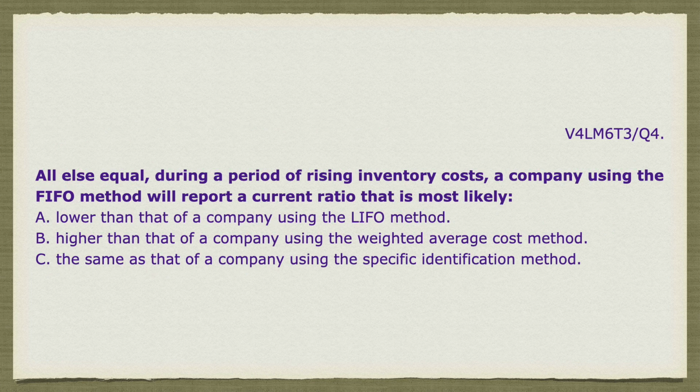All else equal, during a period of rising inventory costs, a company using the FIFO method will report a current ratio that is most likely A. Lower than that of a company using the LIFO method. B. Higher than that of a company using the weighted average cost method. C. The same as that of a company using the specific identification method.